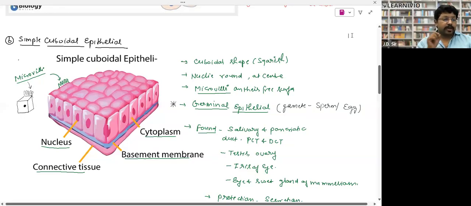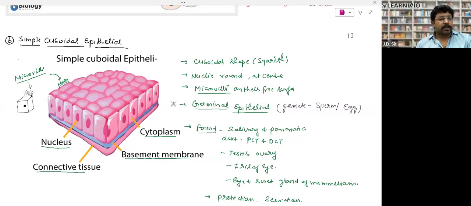Nucleus is singular and nuclei is plural, right? Nuclei are round in shape and present at the center of the cell. Full stop.